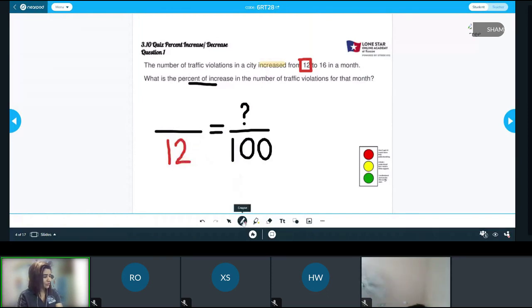At the top, you will put the change. You want to find percent of increase? Find how much is the increase from 12 to 16. How much is the increase? Kayla, excellent. The increase is a 4.